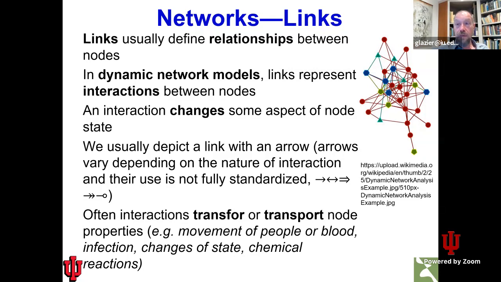And again, arrows often have a property of transforming or transporting node properties. So moving airplanes from one place to another, moving people from one place to another. A link that represents my coughing on you might transform you from being uninfected to being infected. A link might represent that you died, so your state went from being alive to being dead. Those would all be transformations, changes of state, one sort or another.